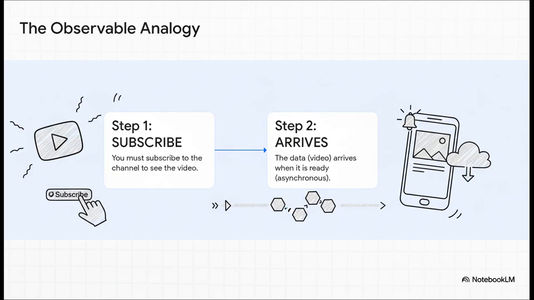And honestly, this is the perfect way to think about it. An observable is just like a YouTube channel. You can't see the next video until you actually hit that subscribe button. Once you do, you don't know exactly when the new video is going to drop, but you trust that you'll get it as soon as it's ready. That is exactly how our app is going to handle getting data from the web.